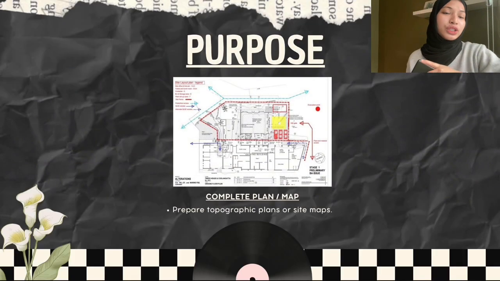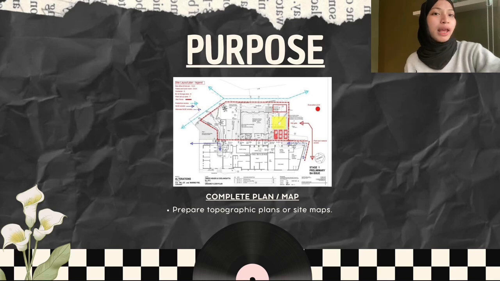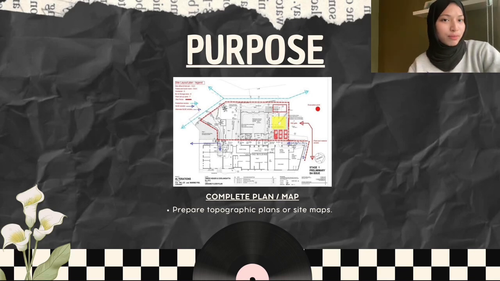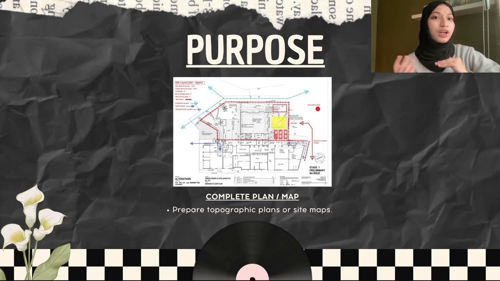So the third one is map and plan preparation. It is to prepare topographic plan or site maps. For example, we are producing a contour map for housing development to support the planning and also project approval.